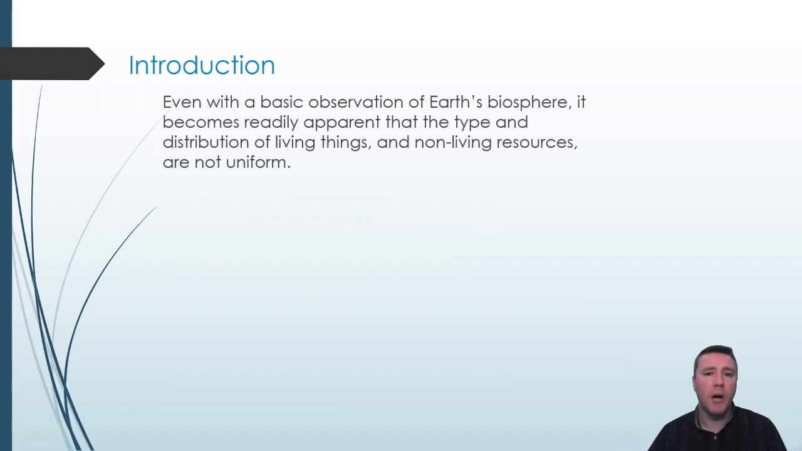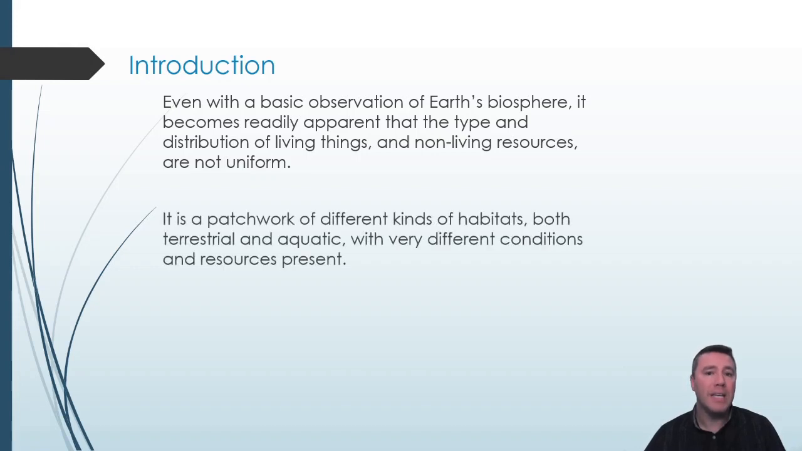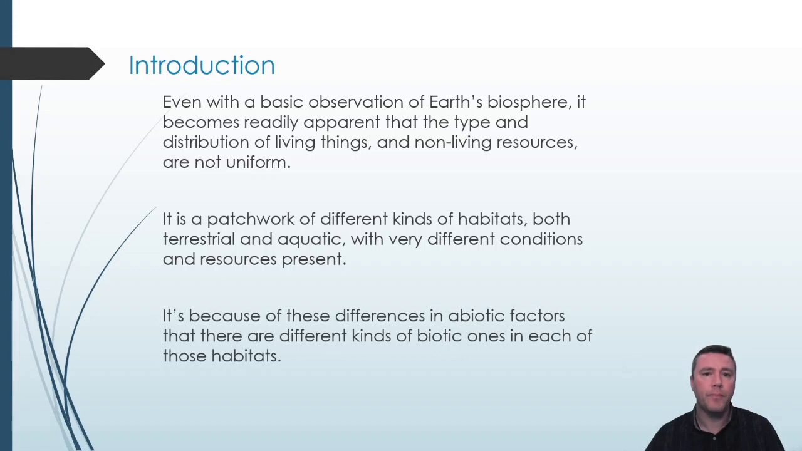Even with the most basic observations of life on Earth, it's really easy to recognize that where living things are found, and the non-living resources that are also found in those habitats, are not distributed uniformly across the globe. We can easily see the Earth's biosphere is a combination of a variety of different habitats, both on land and in fresh and salt water, each containing very different conditions and resources. Because there are different kinds of non-living factors, that influences what kinds of organisms can survive in each of those habitats.